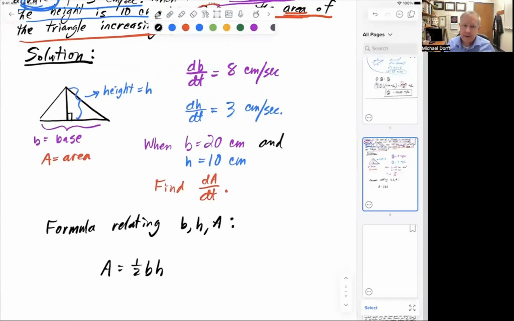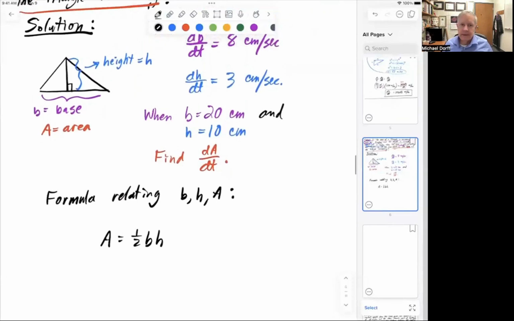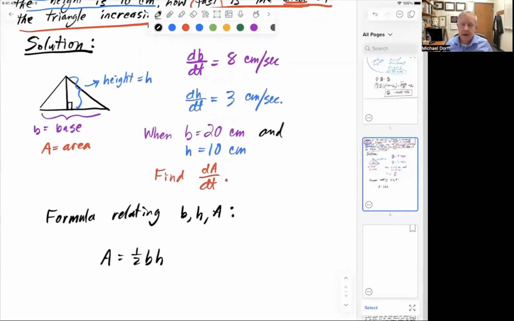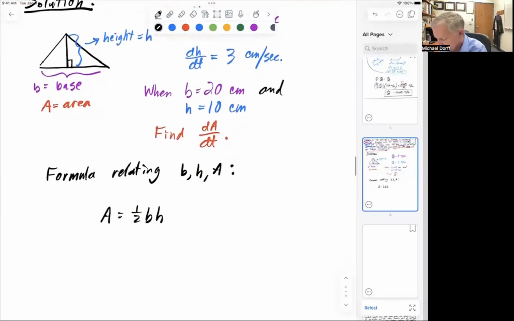Height is changing at a certain rate and the base is changing at a certain rate, then those rates of change affect the rate of change of the area. And that's why it's a related rates problem, because the rates of change of the base and the height affect the rate of change of the area. And so they're related to each other.